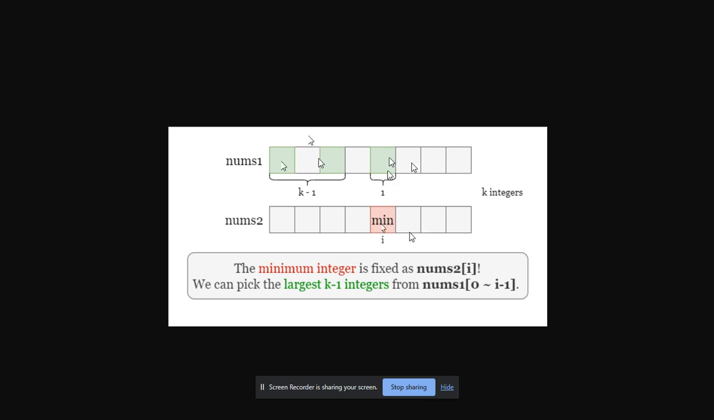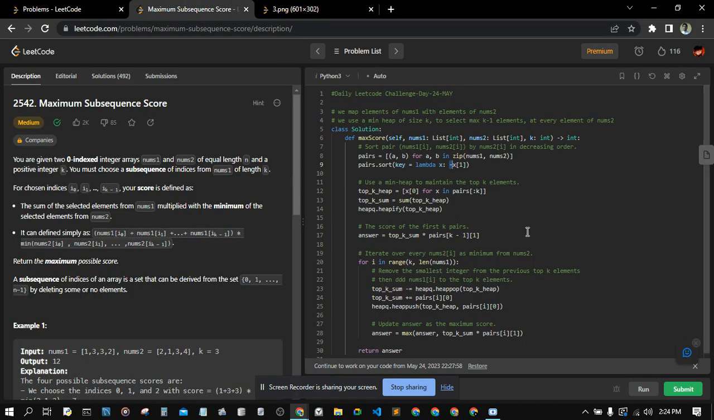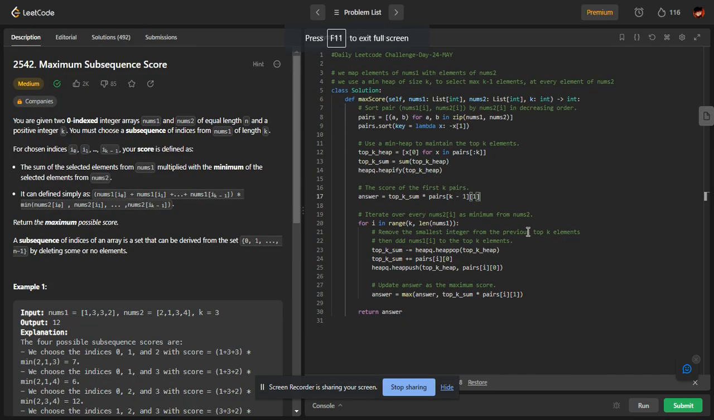Because the ith element is compulsorily needed in the heap. I cannot remove it, because this min is fixed, right? So its index is fixed, and the corresponding index in nums1 has to be taken. So what I will do is, in the previous iteration's heap I will remove the smallest element, and then I will include the current element in the heap. Then I will take the sum. That is the basic idea. Once I show you in the code, you will definitely understand what we are doing.